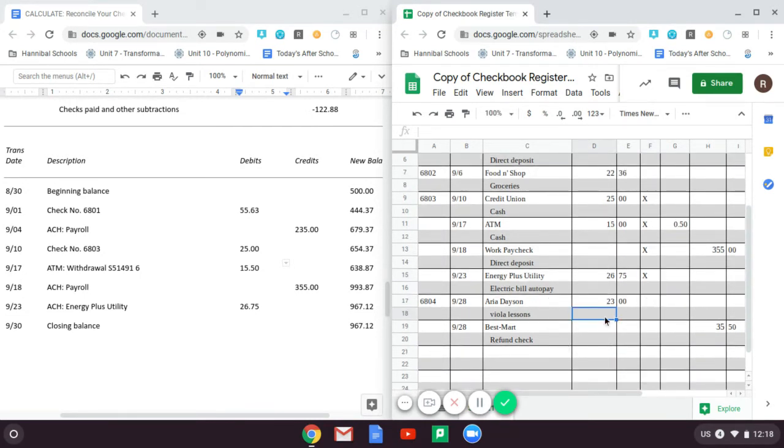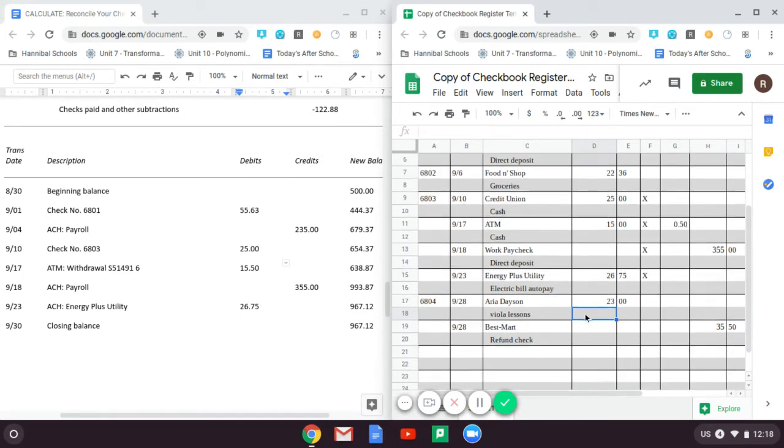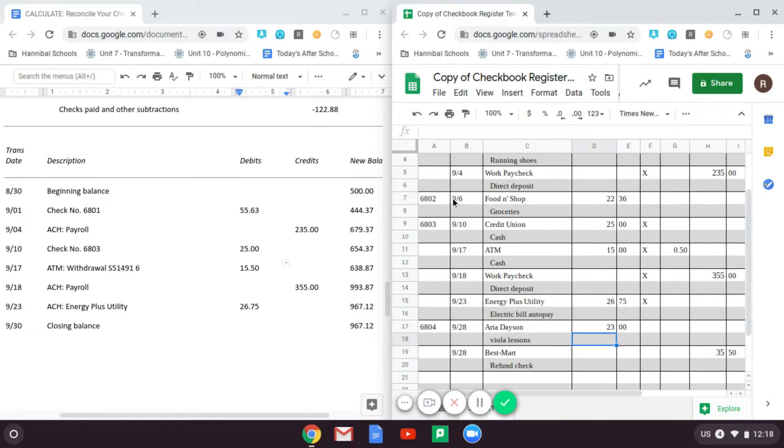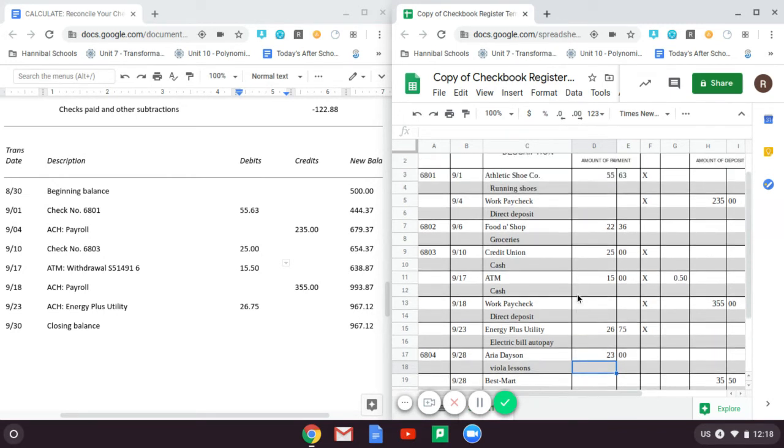But here on our check register, we still have 2 more things. Okay, so we had a check above, 6802. We have check 6804, and we have a Best Mart refund check. So those are 3 things on our check register that we wrote down that did not go through to our bank account yet. So why could that be?